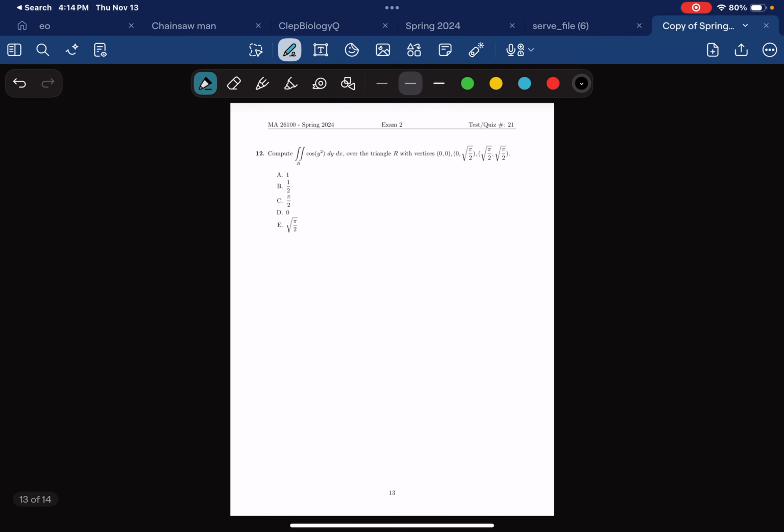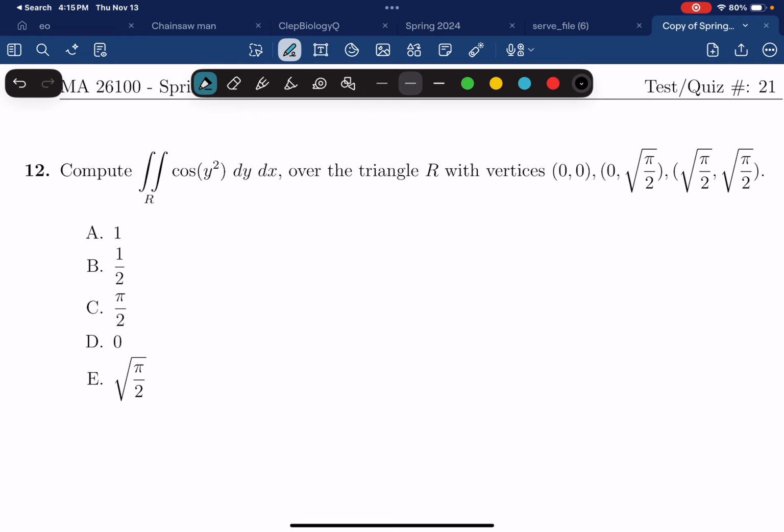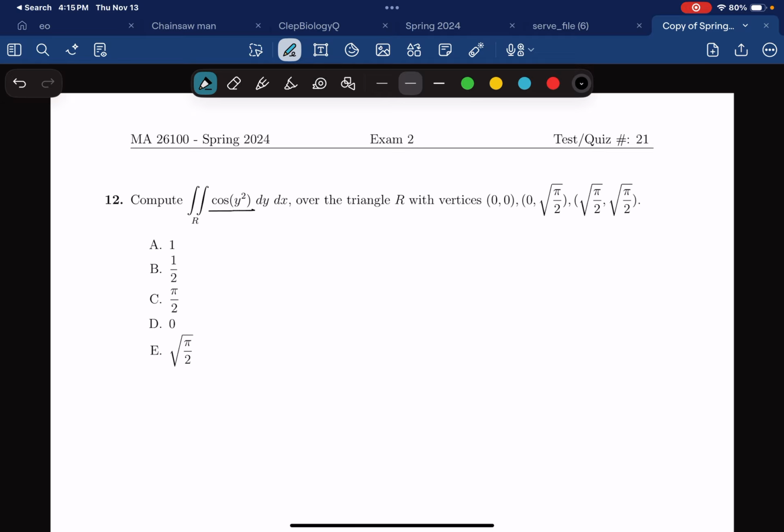Number 12. Number 12 is our last question. So, number 12, compute this double integral of cosine of y squared dy dx over these vertices. Okay, so I'm just going to make some of these up, right? This is at 0, 0. We can say this is 0, square root of pi over 2. This looks like square root of pi over 2. Yeah, this is what our triangle looks like.